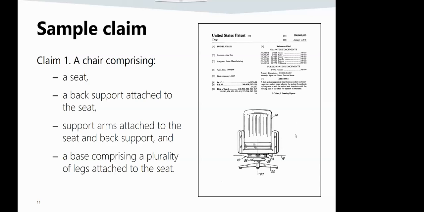So here's just one example of what a very basic claim might look like for this invention of a chair. You can see that a claim always starts with what we call the preamble, this introduction. It's just a chair, and there's this transitional word here, comprising. That just lets you know that the chair is going to comprise multiple parts. And you see each of these parts delineated.